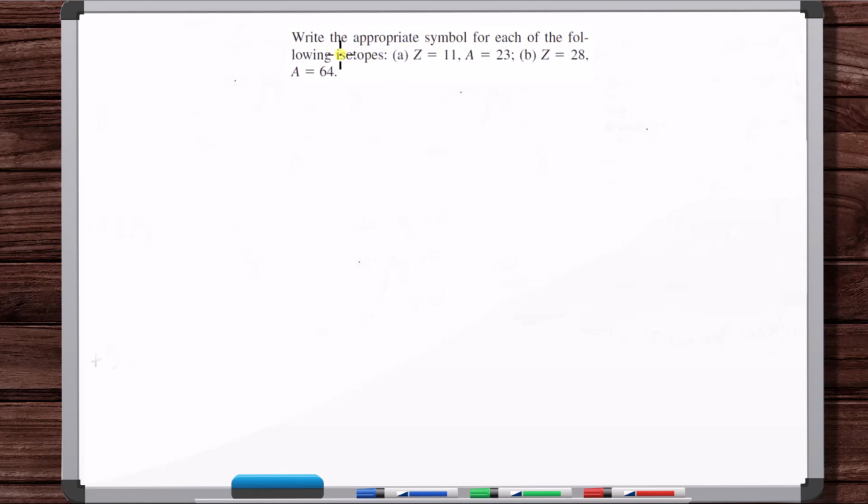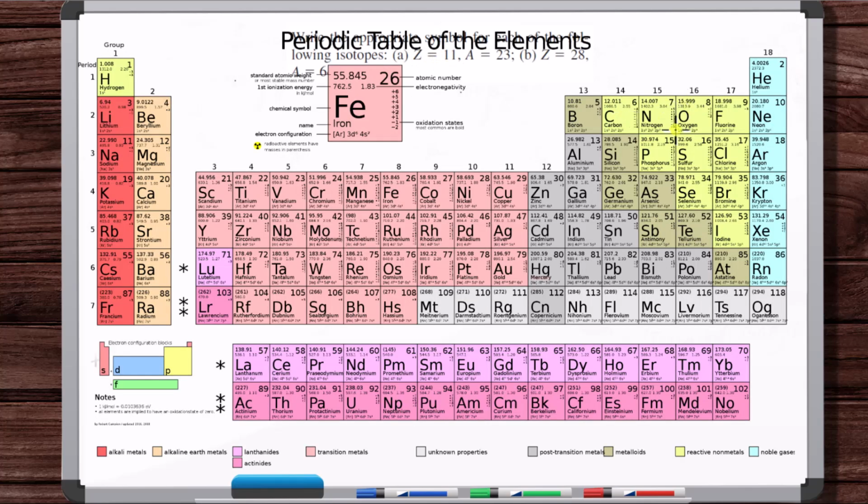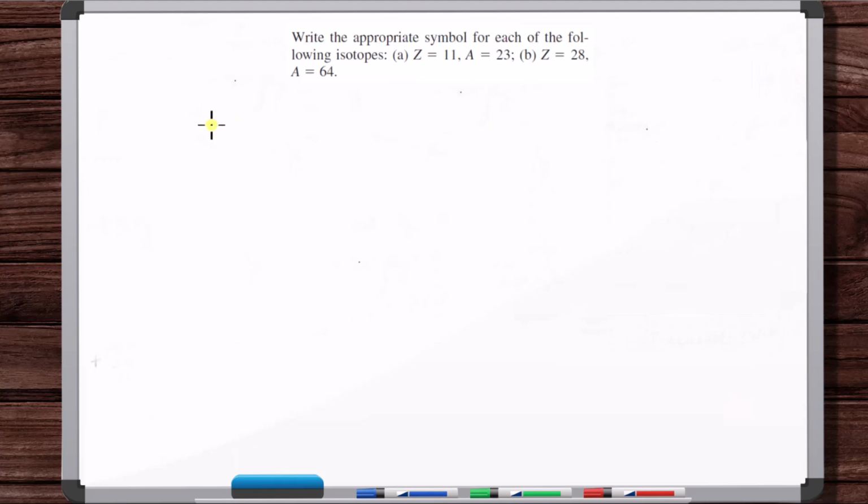Write the appropriate symbol for each of the following isotopes. Okay, Z is atomic number, and A is mass number. So what you do here is the atomic number defines the element. So you just go look up the element based on the atomic number. It doesn't matter what A is. Z defines the element. So 11 is sodium. All right, so for part A, we're going to have 11 like that, and then we can just put A. This is the mass number.